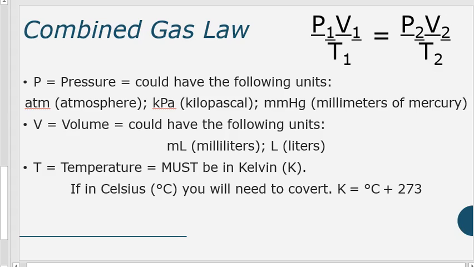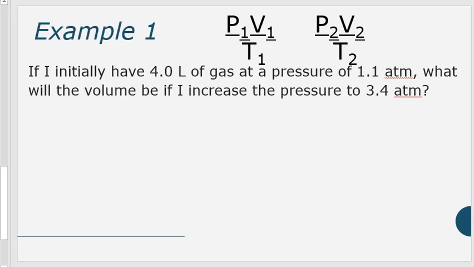Just to review some of our variables, remember pressure can be found in atmospheres, kilopascals, and millimeters of mercury. Notice we don't have R in this equation, so we're not going to be working with the gas constant, and we don't have to worry about that. Volume can be in milliliters or liters, either one is fine, but temperature has to be in Kelvin. If they give us temperature in Celsius, we'll need to convert it into Kelvin by adding 273. Should be easy peasy.